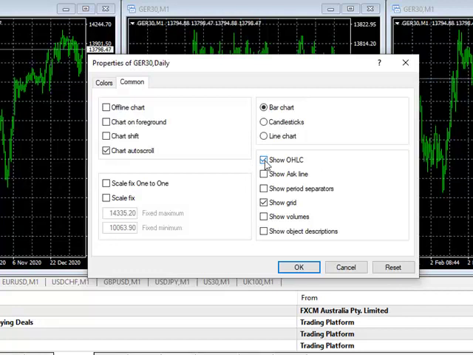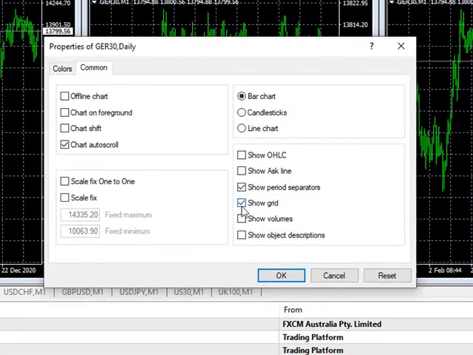Show open, high, low, close. That's what it means. I don't want to see that, don't need to see that. Show ask line, no, don't need to see that. Show period separators, yes, which means it's going to show the period separators from one day to the next, on any chart, a daily chart or minute chart, doesn't matter. Show grid, no, because the grid, if we move over here, this is the grid, which is making it really messy, to me anyway. So take away grid, and now that's it.